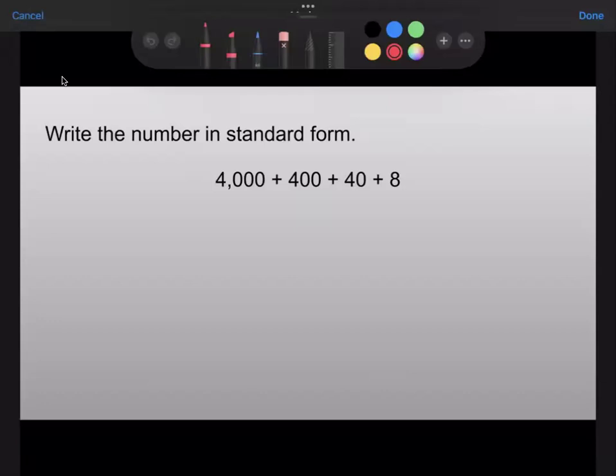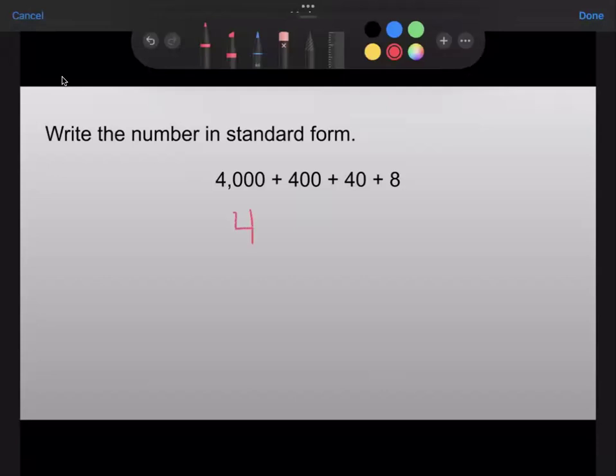So for our first example, we're going to take a number that's already written in expanded form and rewrite it into standard form. We can either use a place value chart to help us, or we could just line everything up and then add it together, or we could do it mentally if we wanted to. For this one, I'm going to show you what it looks like when we line everything up and add it together.